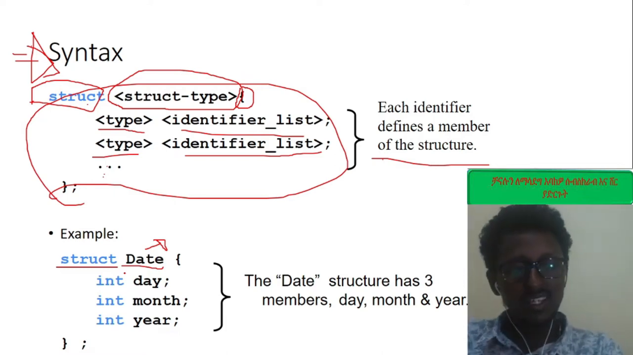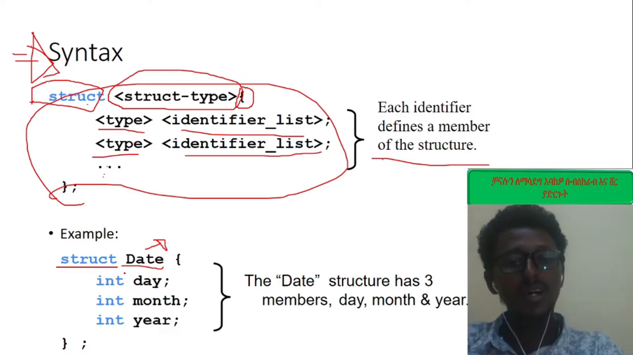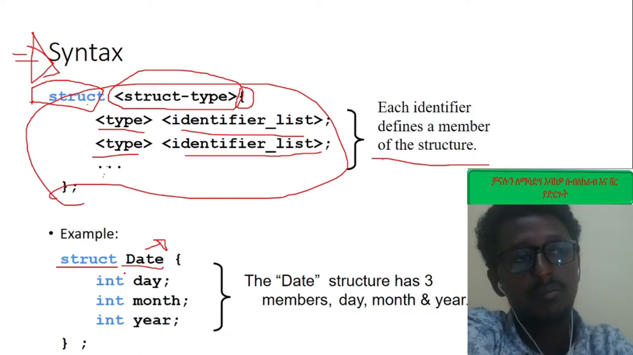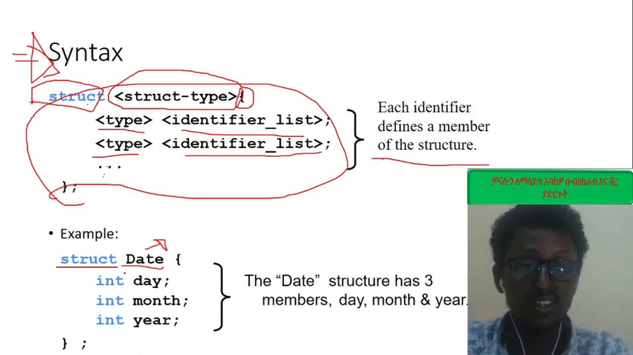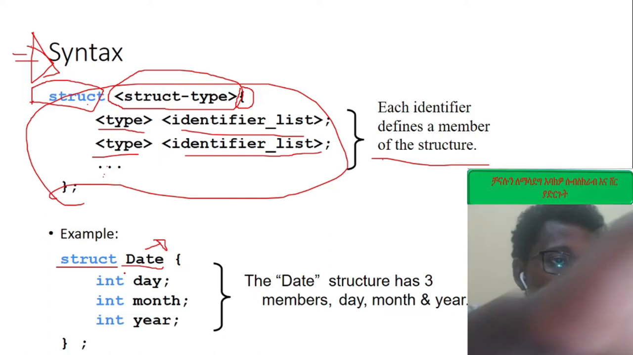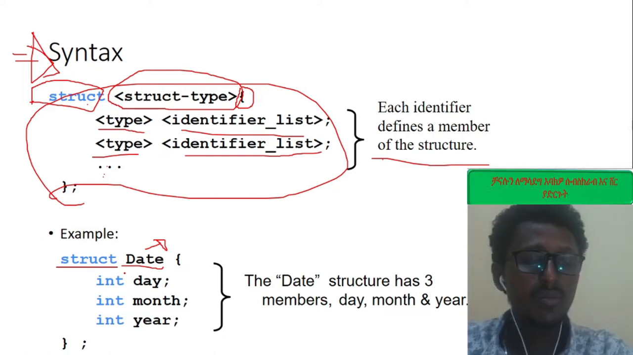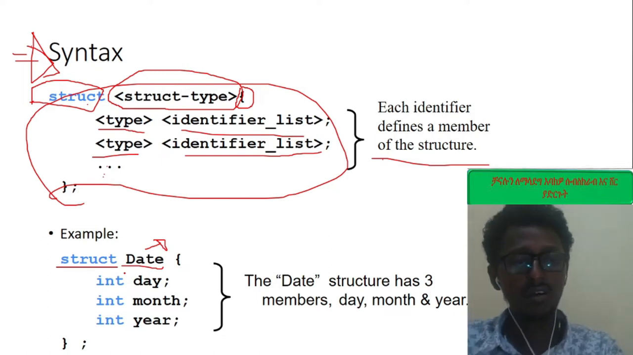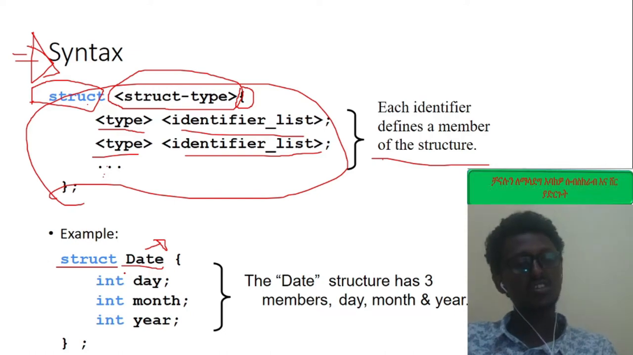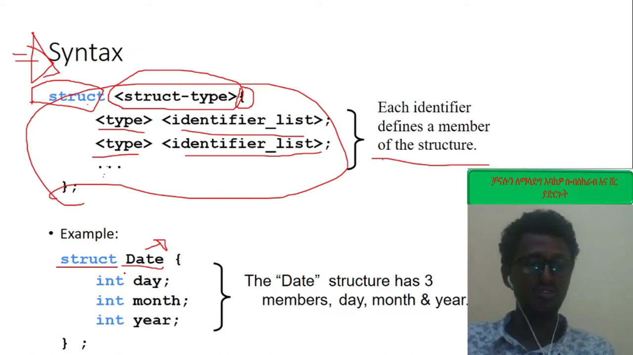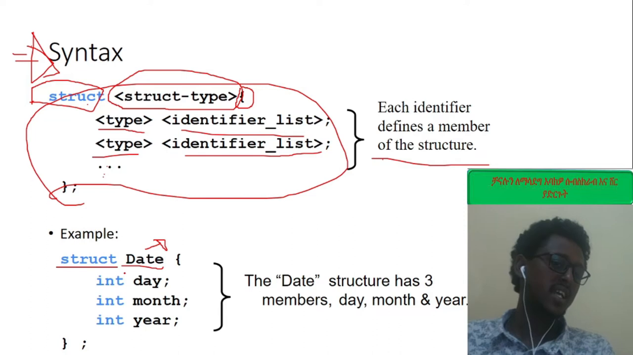So date is a struct having three member variables or three members of this structure. Date is a variable of a struct having three member structures or fields. So this is how we declare a structure, it looks like this.